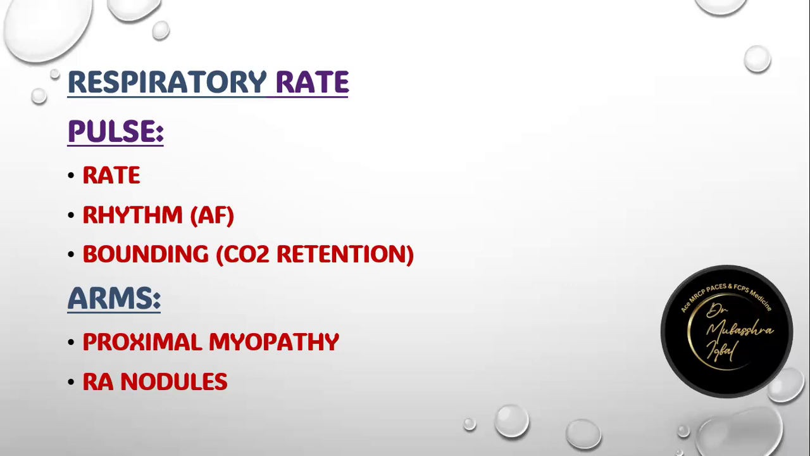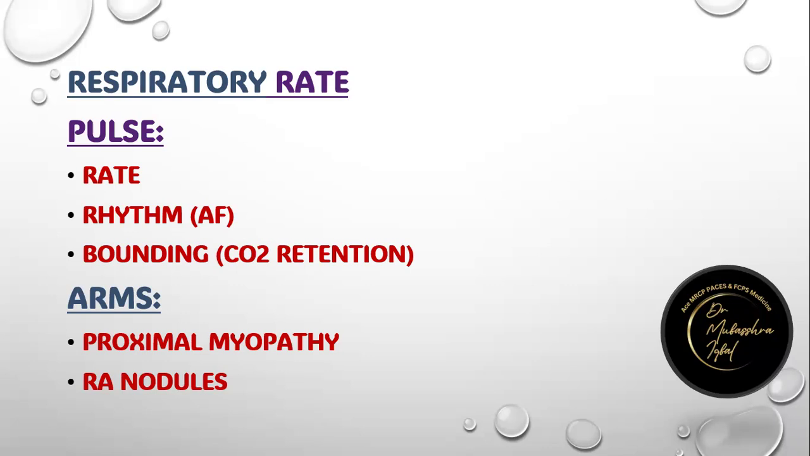In case of chronic obstructive pulmonary disease, if this patient has irregular rhythm, it can give you a clue that he might be a case of exacerbation of COPD. After that, you will check for a bounding pulse, water hammer pulse, or collapsing pulse, and it will give you a clue that this patient might have carbon dioxide retention.